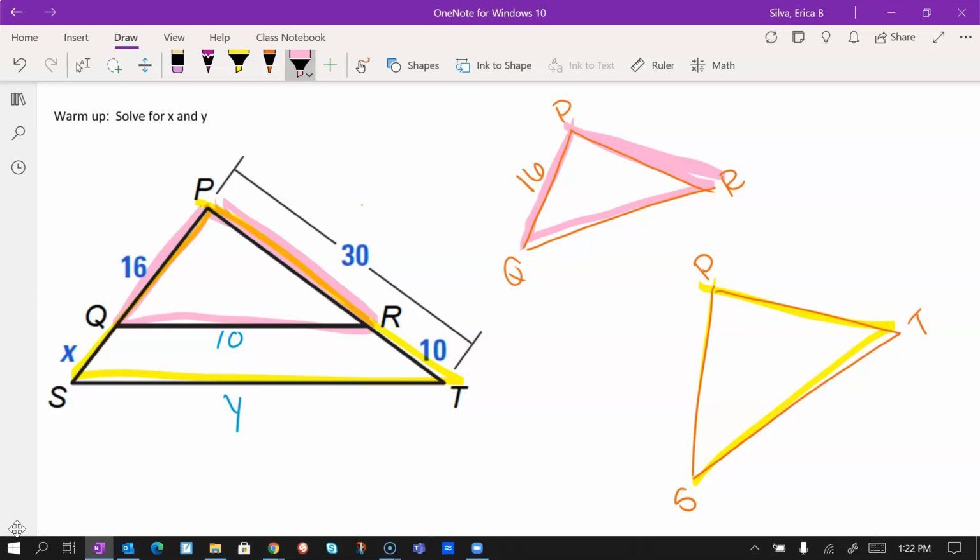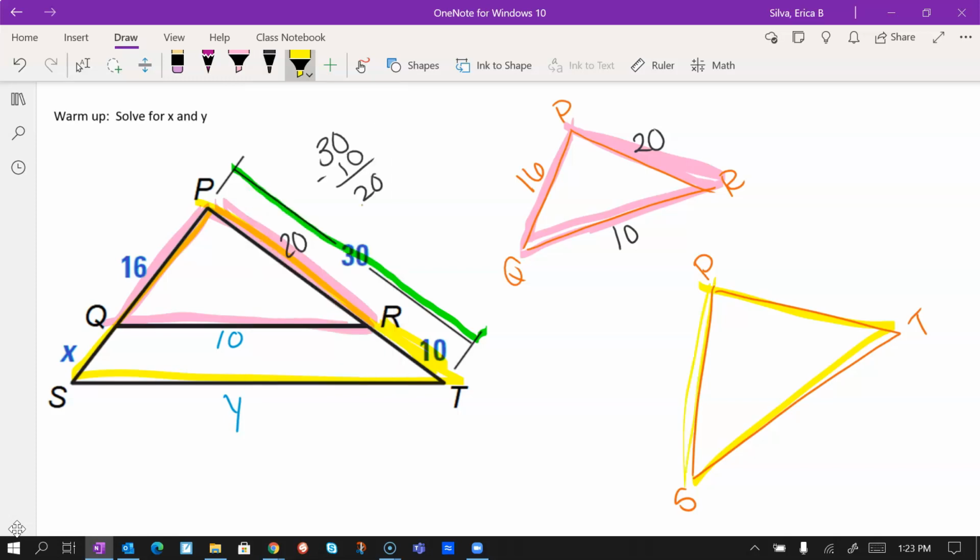20. How do we know it's 20? What did you do to get 20? Subtract 10 from 30. If you notice, 30 goes from P to T, and then RT is 10. So Samaya says we get 30, subtract the 10, and that's how we get a distance of 20 for PR. All right, so then let's look at the bottom part. QR, what is the distance of QR? 10.